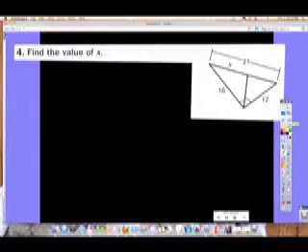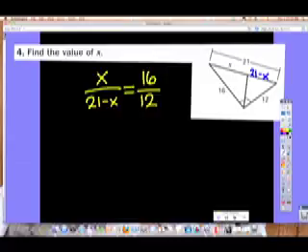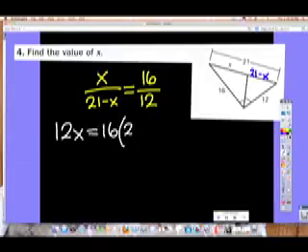Make sure that the numerators have a common vertex. Do they? Yep, we're good. Alright, so this would just be 12x equals 16 distributive property. I'm definitely going to need your help. Check out your notes. So that's 12x. What's 16 times 21? 336 minus 16x. Add 16x to both sides. That's 28x equals 336. So you're telling me when you divide by 28, you get 12?